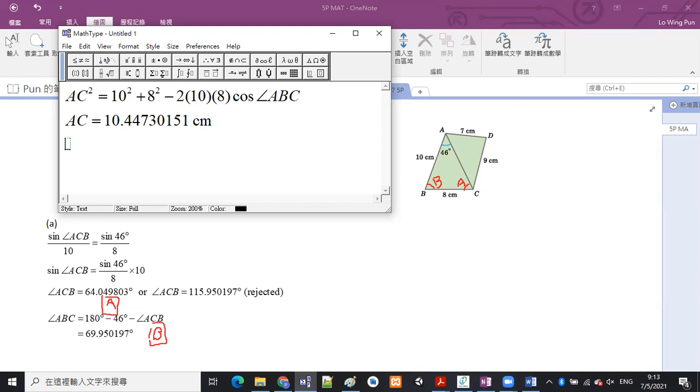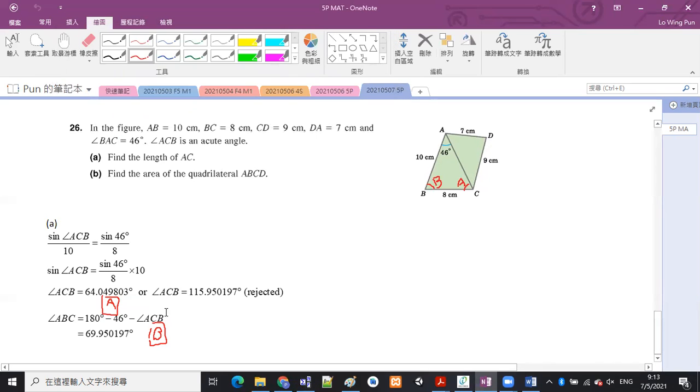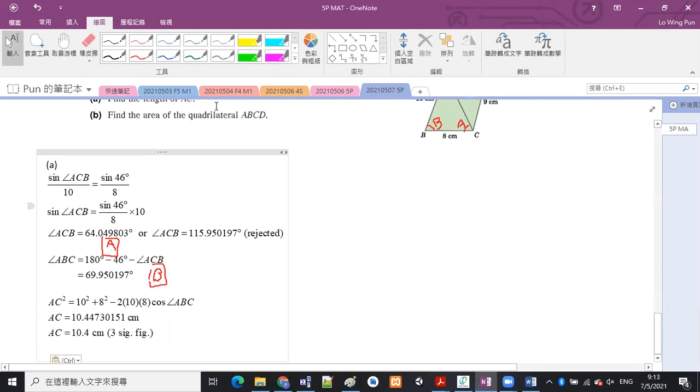But this is the answer for the part A. So we need to correct this to 3SF. So that should be 10.4 cm. Okay, this is 3 significant figures. Okay, and this one is memory C. Still following?